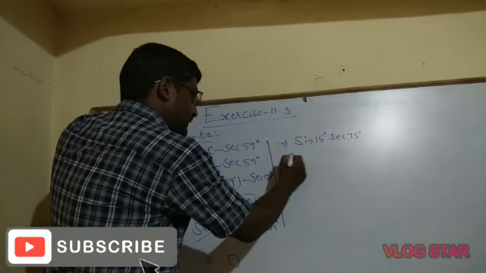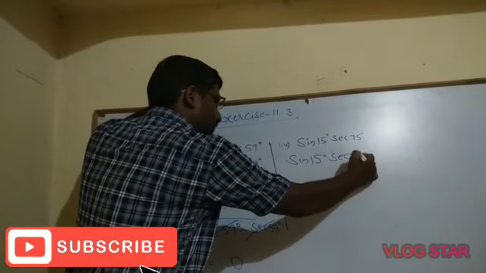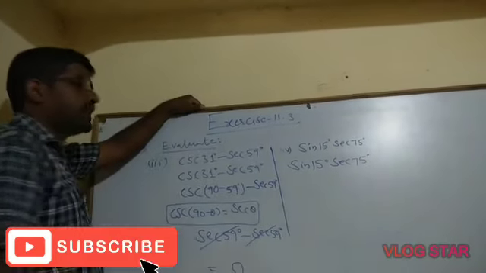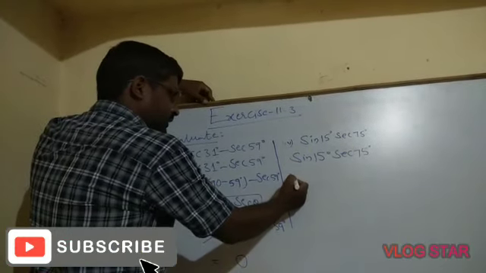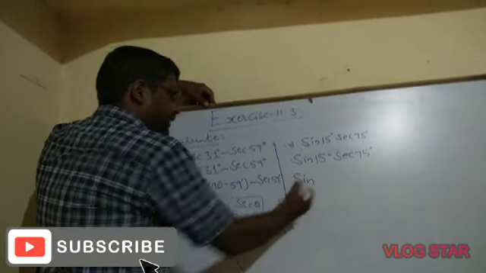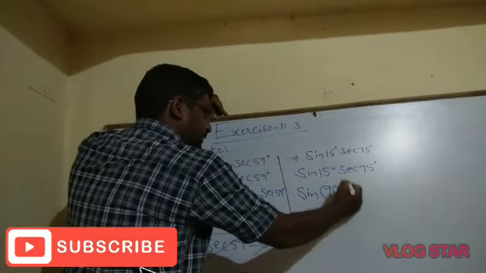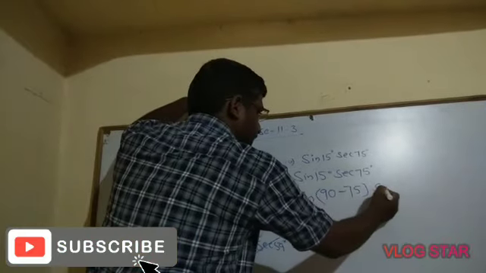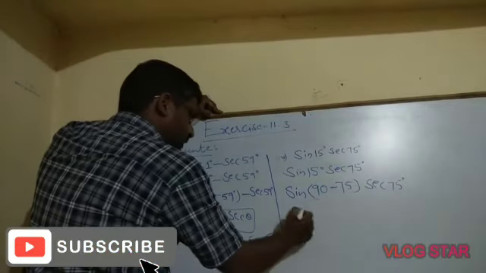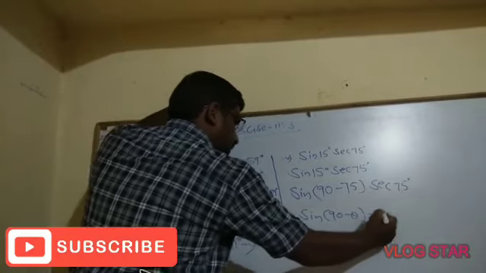The same way, next, the fourth one: sine 15 degrees and sec 75 degrees. Here also you can change any one of the angles. So you can change sine 15 to sine of 90 minus 75, and sec 75 degrees. Now, we know that sine of 90 minus theta is equal to cos theta.